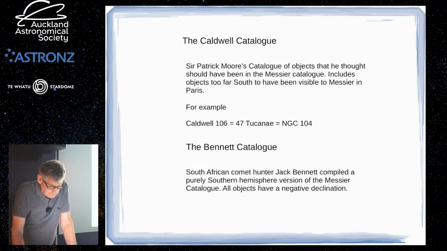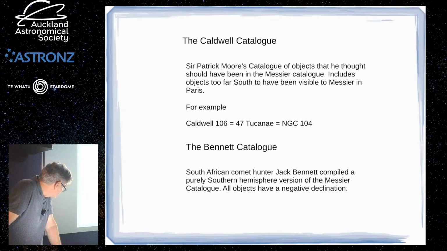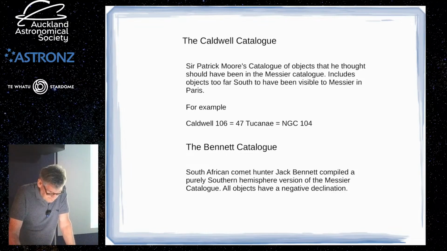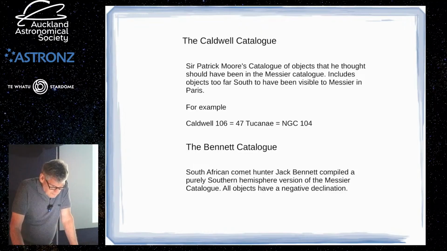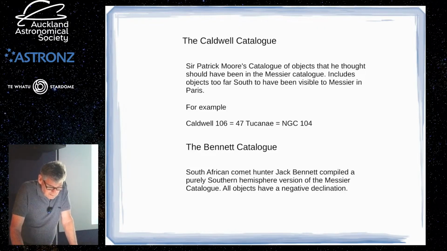And then a South African comet hunter also produced a similar southern hemisphere catalogue named the Bennett catalogue. I don't see people using that much, but it is out there. Oh yeah, it's got quite a few interesting objects in there. Yeah, I don't see people referencing it a lot though, so maybe people aren't familiar with it.